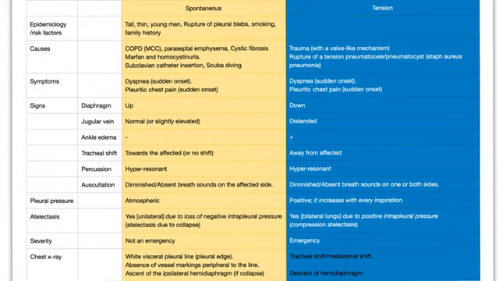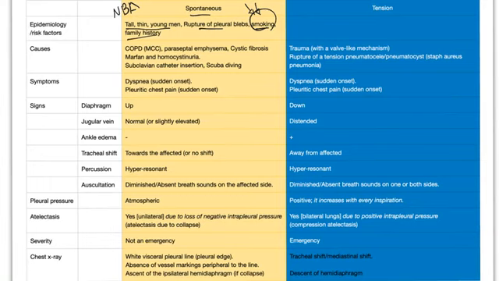What's the difference between spontaneous and tension? Epidemiology or risk factor. Spontaneous happens in tall, thin, young men. So while you can join the NBA, you can also get spontaneous pneumothorax, because there are no solutions in life, only trade-offs, as Dr. Thomas Sowell said. Okay, rupture of pleural blebs, smoking. Blame yourself. Don't blame your mommy and daddy for your genes. Sometimes it's your fault, sometimes. Or family history. If you have a family history of spontaneous pneumothorax, you're more likely to have spontaneous pneumothorax.